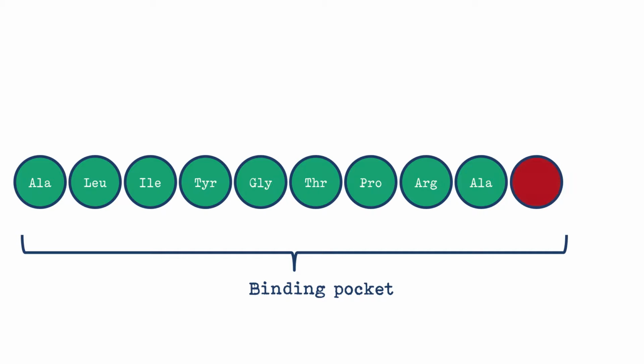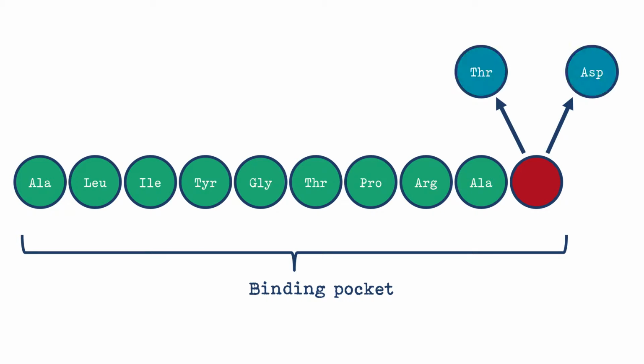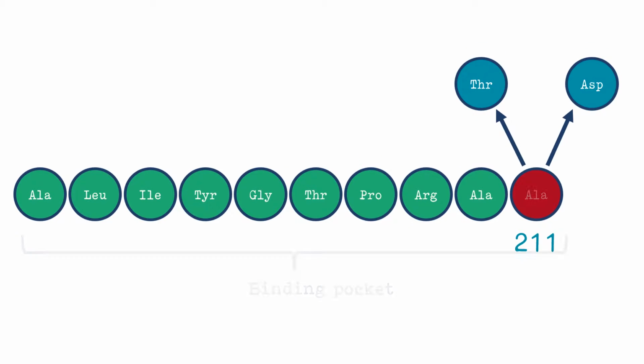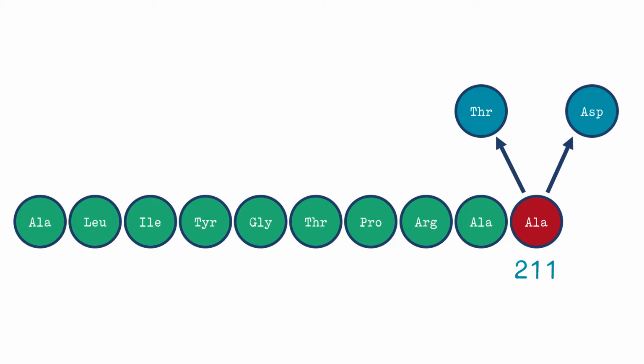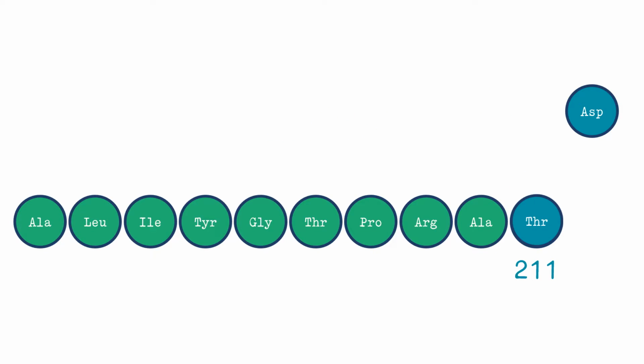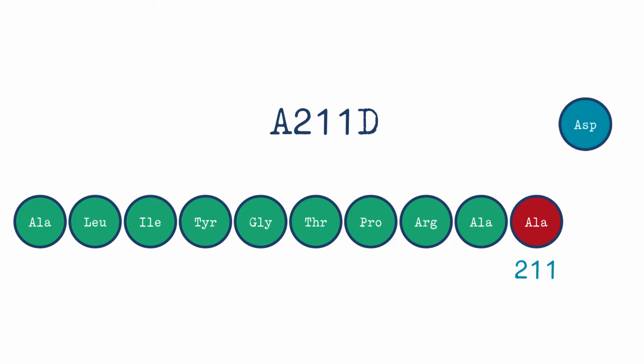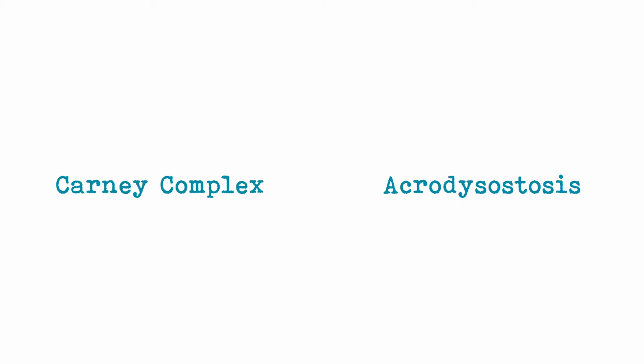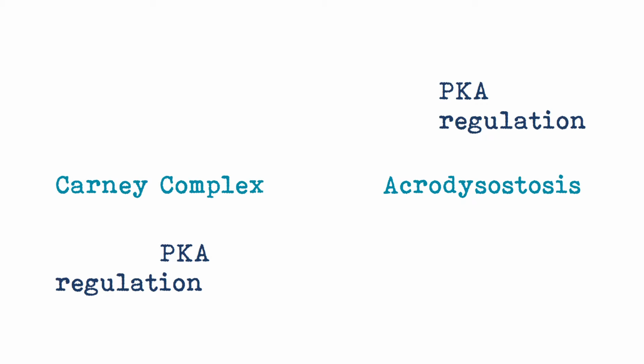However, PKA has been found to have two types of mutations in the binding pocket, where there is a change on the amino acid number 211. On the first mutation, A211T, threonine replaces alanine, and on the second mutation, A211D, an aspartic acid is found instead of alanine. These two mutations lead to two completely different diseases, Carney complex and acrodysostosis, each one having a contrary effect on the PKA regulation, one reducing it and one increasing it.